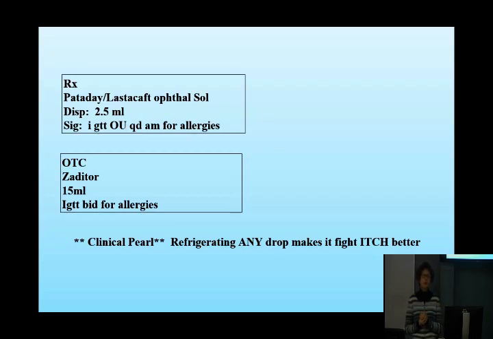Zaditor is an over-the-counter allergy drop that used to be prescription. I find that it is one of the best over-the-counter allergy type drops. Zaditor, you take that twice a day. Other over-the-counter allergy drops, you might have to take up to 3 to 4 times a day. It's one reason why I don't love over-the-counter drops, because most people will not consistently take them 3 to 4 times a day. I mean, just in your lifestyle, you forget about it and whatnot, and so you tend not to have as good of allergy control.